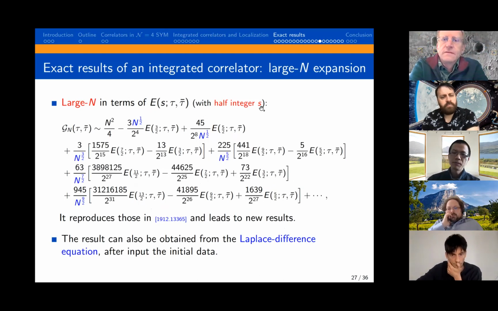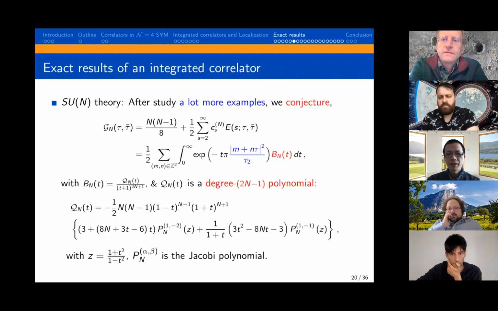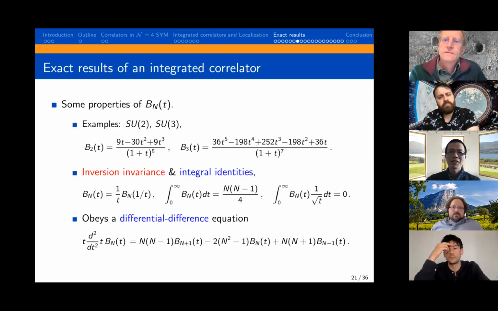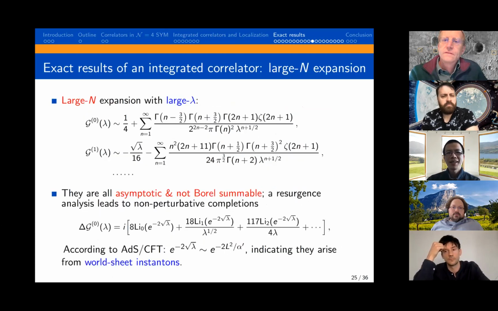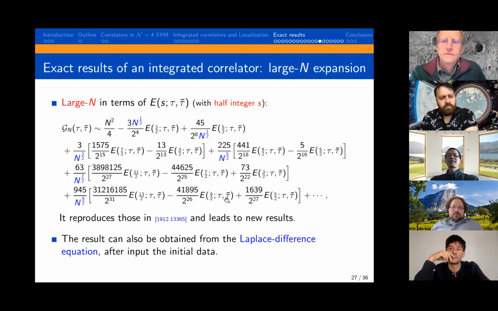Previously it was a formal sum, and I emphasize again, it's summing over integers. But somehow, when you go from finite N to large N, in the transition, this became half-integer non-holomorphic Eisenstein series. And furthermore, at each order of the 1/N expansion, there's only a finite number of non-holomorphic Eisenstein series.